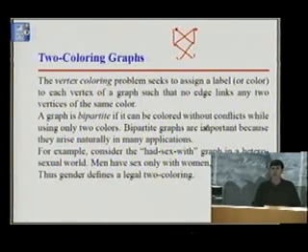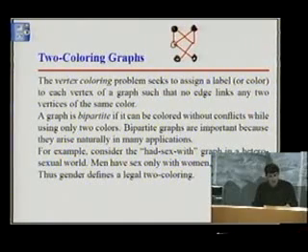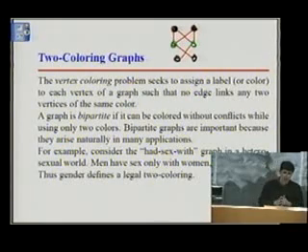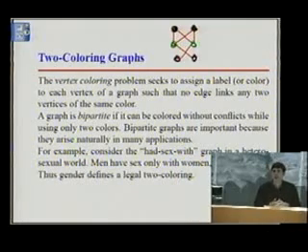Let's look at this. If I color this vertex black, and this vertex is black, and this vertex is black, and this vertex is black, and this vertex is green, and this vertex is green. Do I have any edges spanning between two vertices of the same color? Or do all edges span two vertices of a different color? Which is it? Different. Does everybody see that?